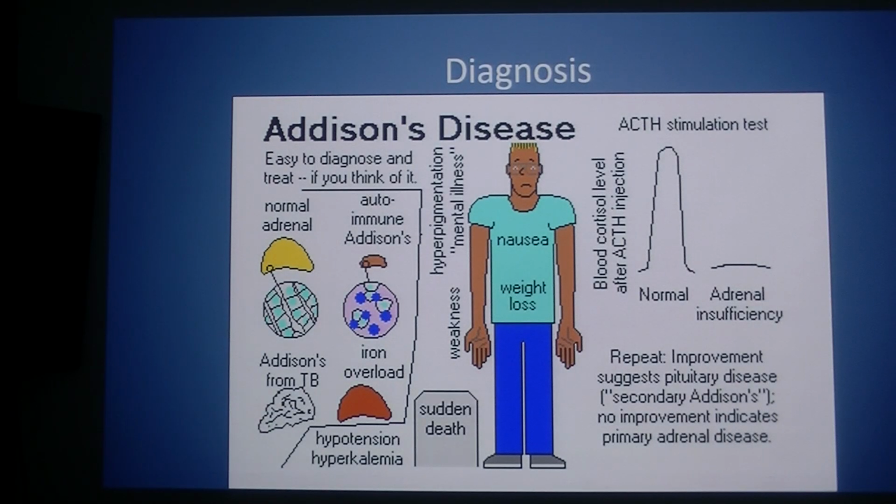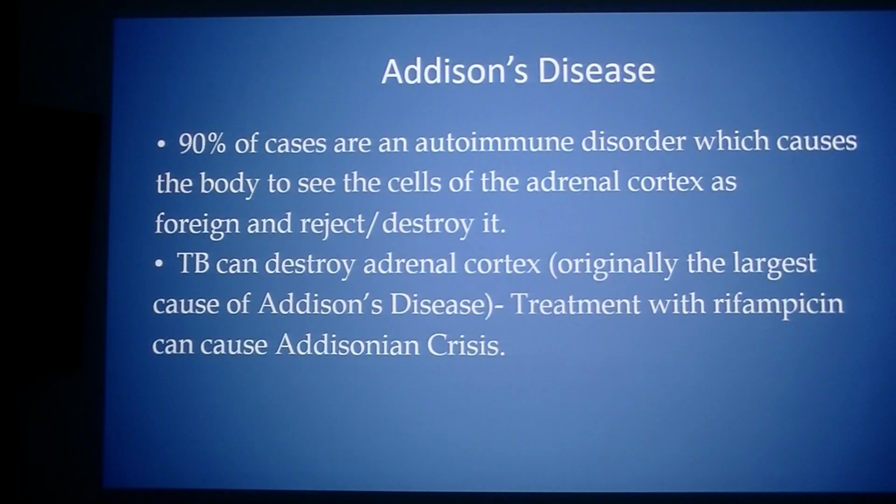So Addison's disease, easy to diagnose and treat if you think of it. 90% of cases are an autoimmune disorder which causes the body to see the cells of the adrenal cortex as foreign and reject and destroy it. TB can destroy the adrenal cortex. That was originally the largest cause of Addison's disease, and treatment with rifampicin can cause an Addisonian crisis.